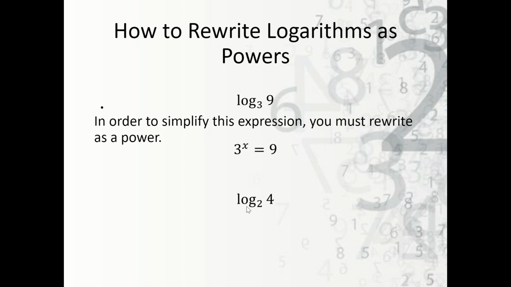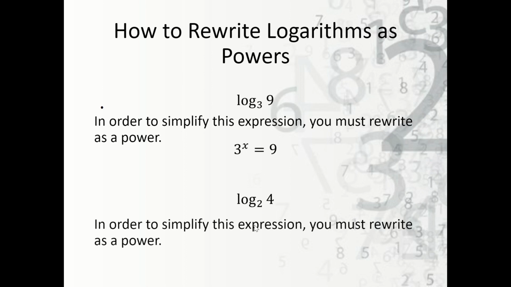Now we have log base 2 of 4. We need to rewrite that as a power. So really this is saying 2 to some power is equal to 4. We rewrite that as 2 to the x power is equal to 4. Well, we know that 2 times itself twice equals 4, right? Because 2 times 2 is 4. So x in this case would be 2.